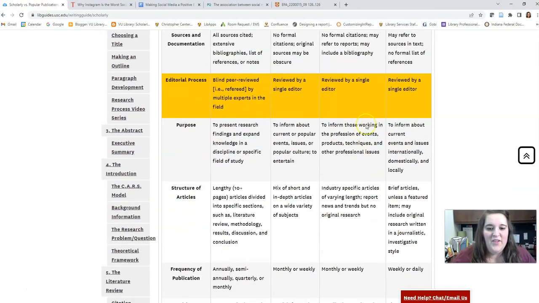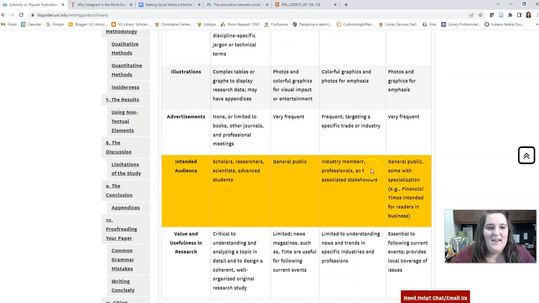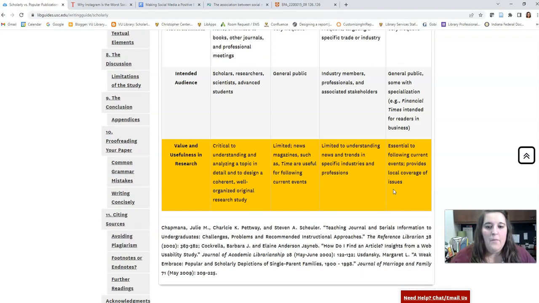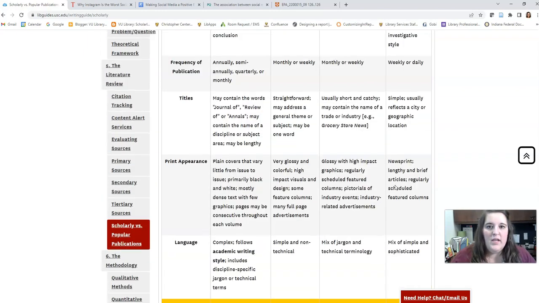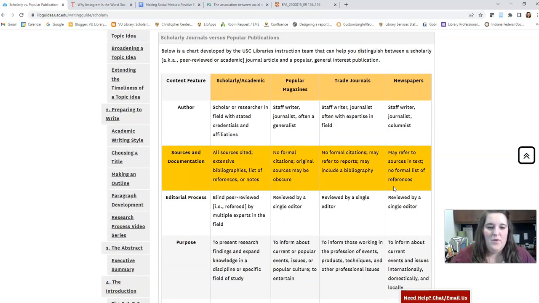If we go down a little bit further, we can see that the intended audience is usually the general public. Sometimes they can be a little bit more specialized, especially when you get into something like the Wall Street Journal. They get into the financial aspects of things, but for the most part, they are intended for the general public. They're also usually pretty short, so you can find short articles that you can read pretty easily.